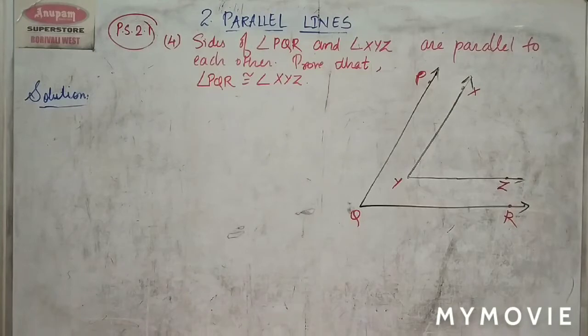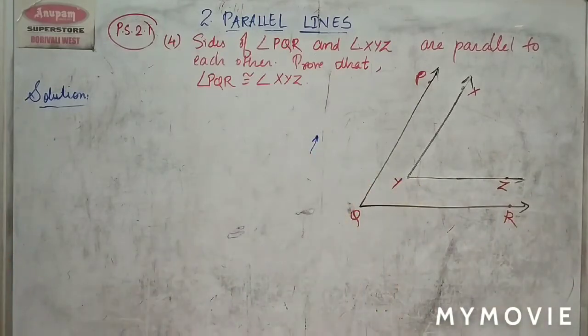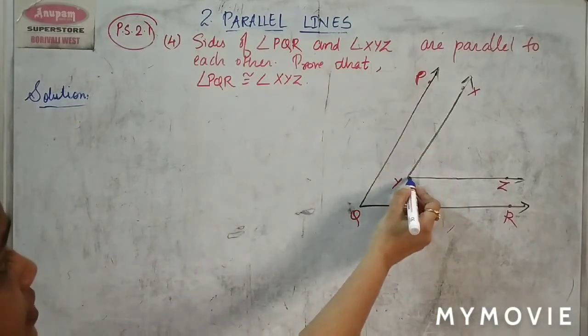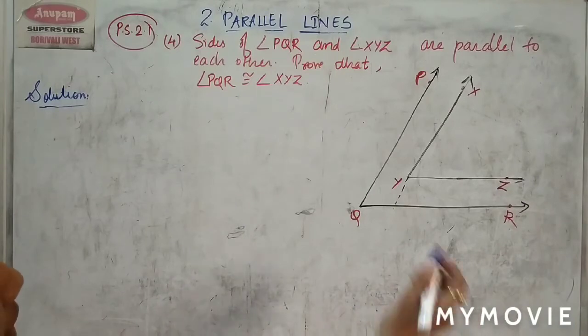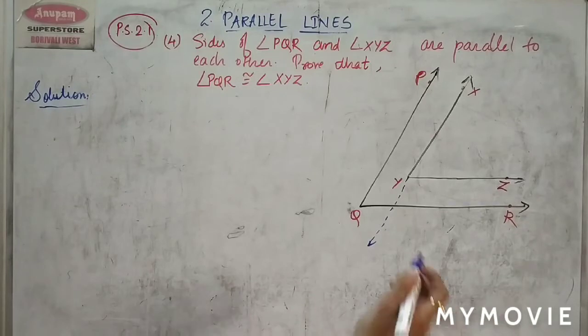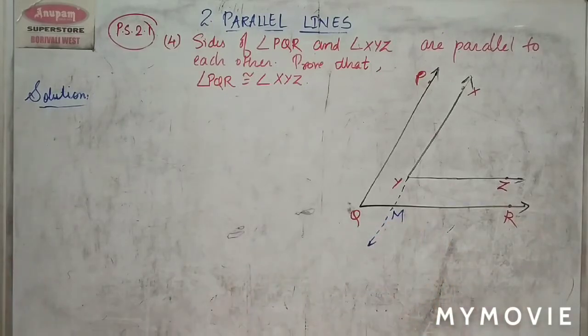So the construction that I am going to do here is, I am going to extend this ray. This is a ray. Yes, ray is like this. This is a ray XY. I am going to extend this ray XY, and this ray is going to intersect this QR at point M. It will intersect here. And now we will use this property of parallel lines and we'll try to prove it. Okay.